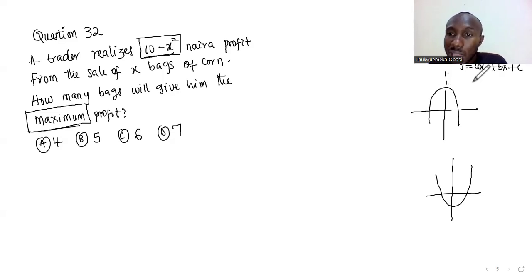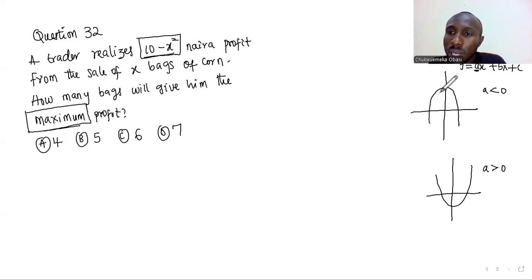Now, the term that makes it open upward or downward is the sign of a. So if a, the coefficient of x squared, is positive, the curve is going to open upward like this. But if the coefficient of x squared, which is a, is negative, it's going to open downward like this. So now we know why the curve either opens upward or downward.